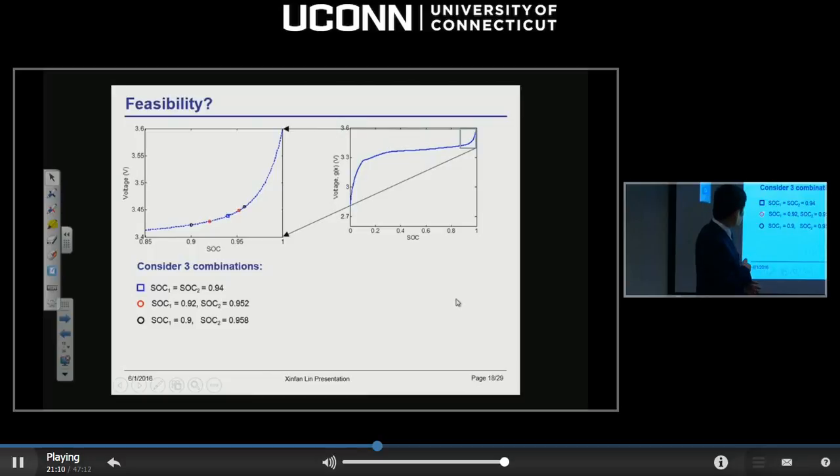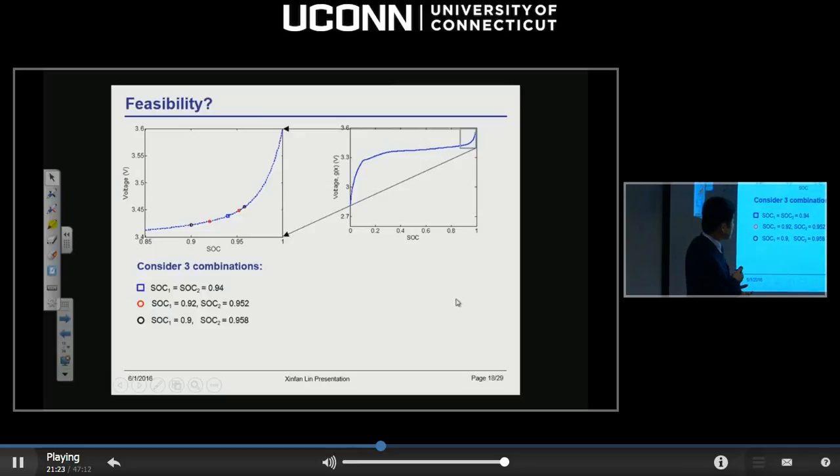So for the blue group, the two cells have the same SOC, so they fall on top of each other along this line. So we only see one blue dot. And for the two red ones, there's a slight SOC imbalance between the two, so they are some distance apart along this curve. And for the black ones, there's an even bigger SOC imbalance, so they are further apart.